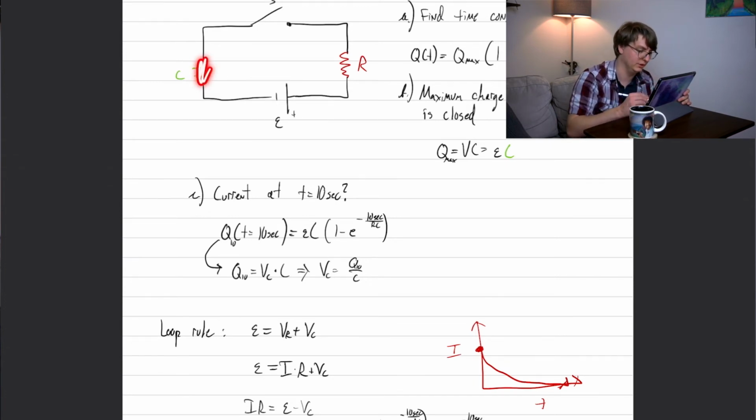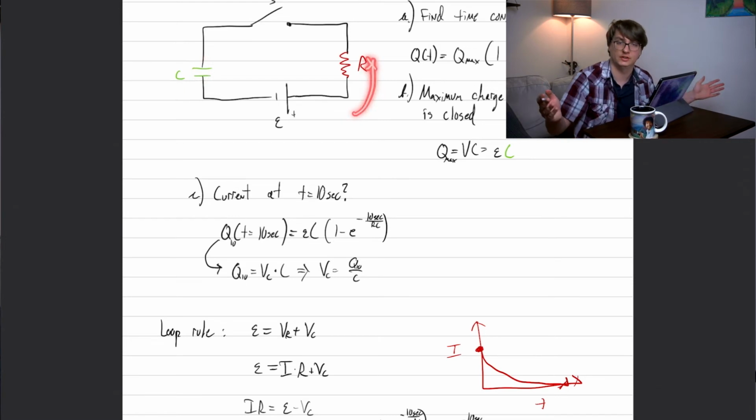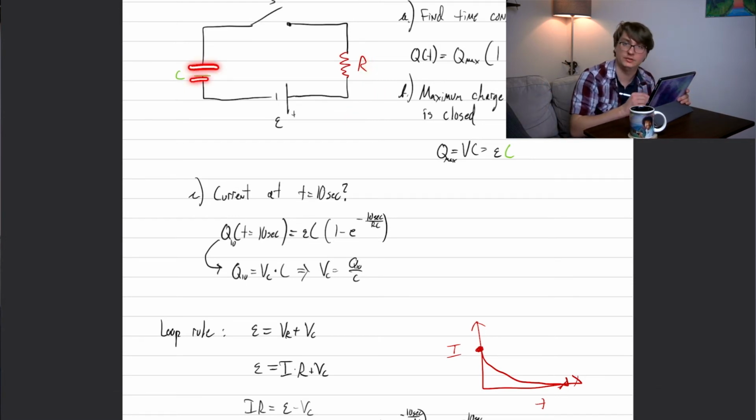Everything is being dropped over this thing. So then there's no current passing through. This is completely stopped. And so I go to 0. That's all this is saying here. It's falling as an exponential decay.